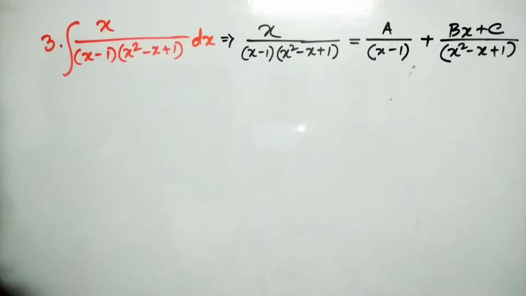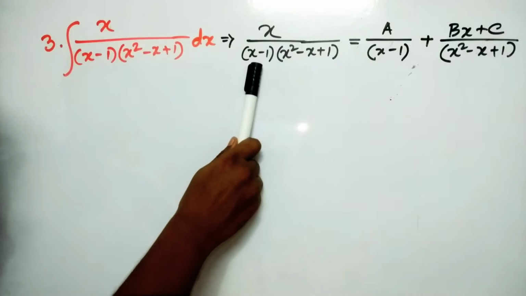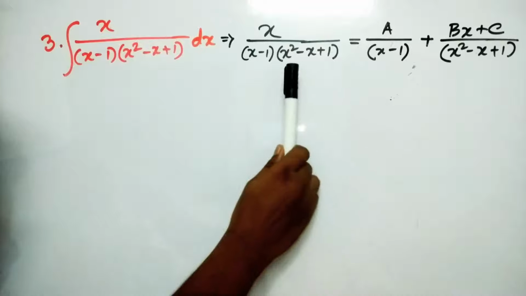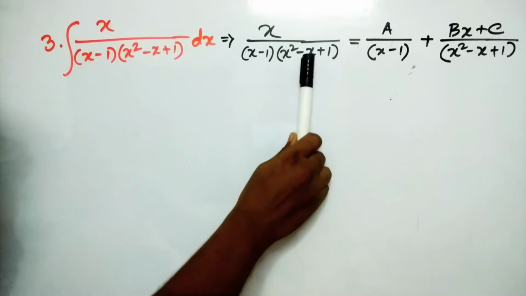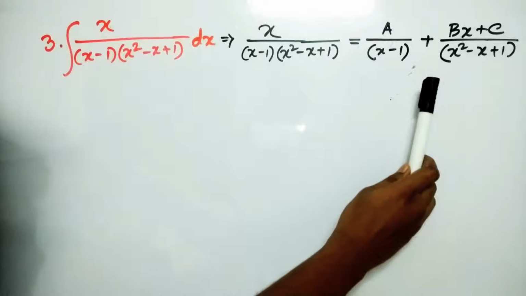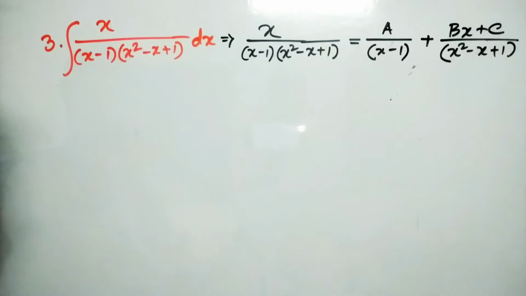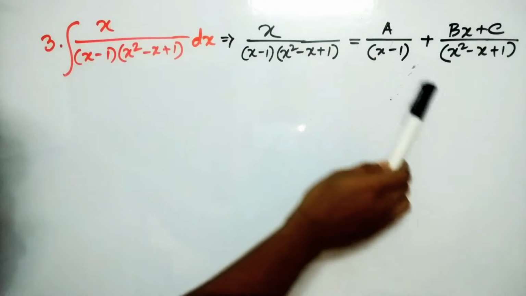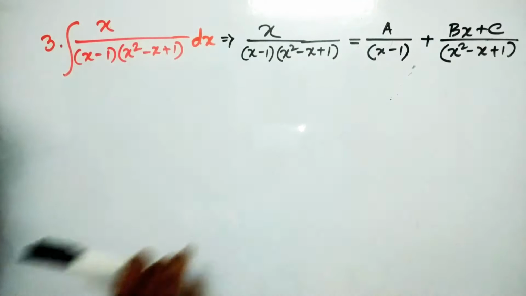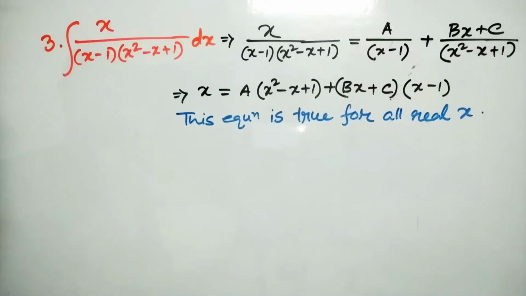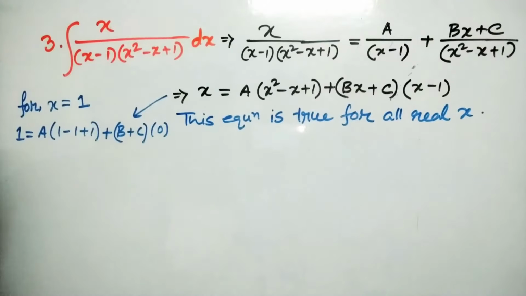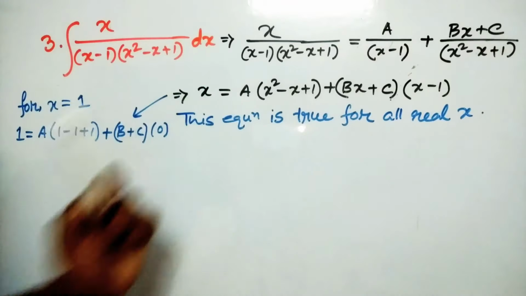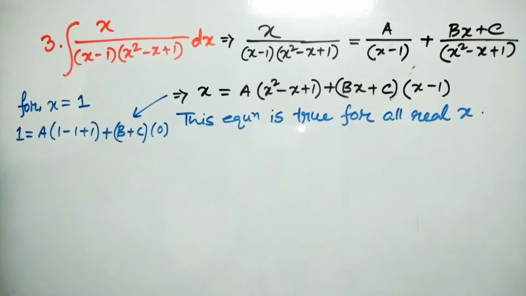Now see here, this is a non-repeating factor, so we will write a by x minus 1, and this is the quadratic factor, so for this quadratic factor we will write bx plus c by x square minus x plus 1. Now see, this denominator has degree 3, so we have got 3 constants in the right side. Now after cross multiplication we have got this result, and this equation is true for all real values of x. So let us take x is equal to 1 and put the value of x in this equation, and this equation becomes this one.